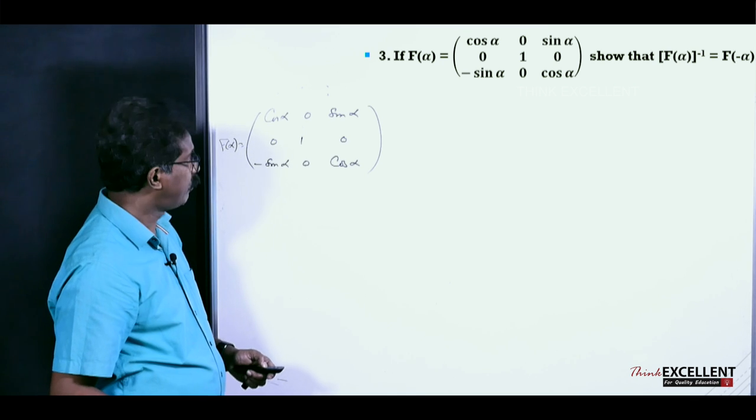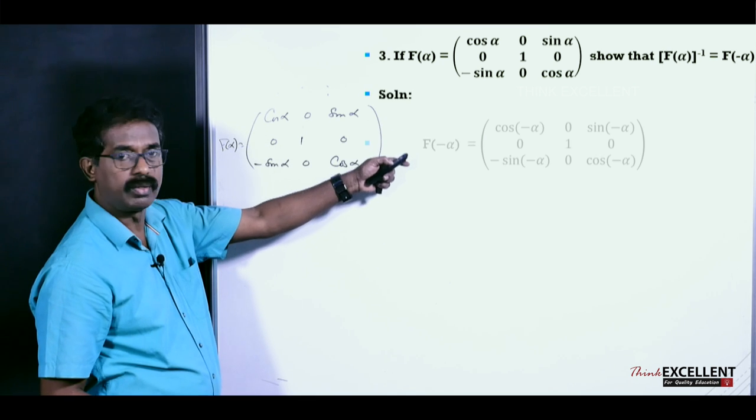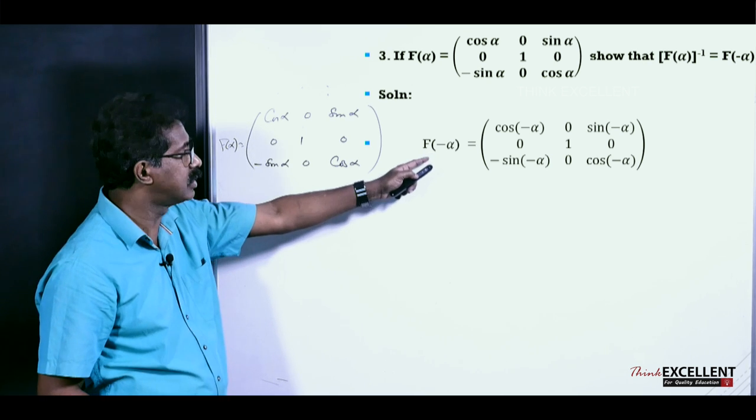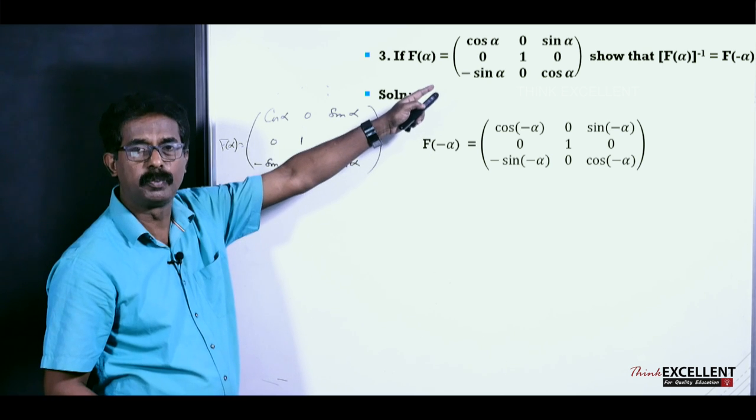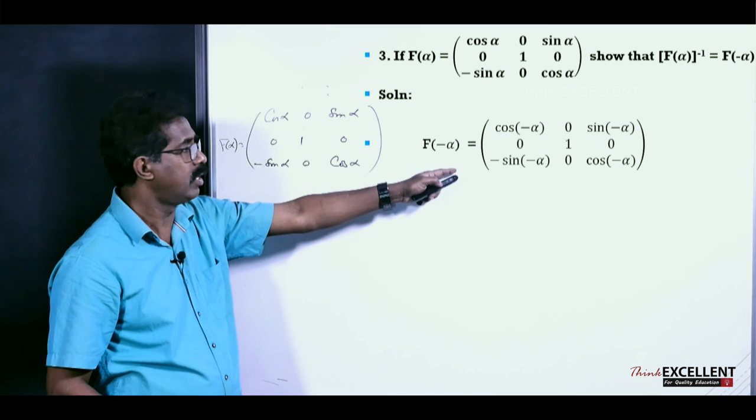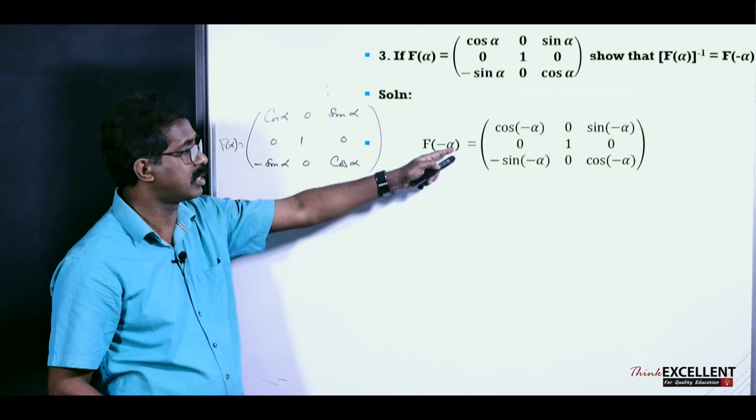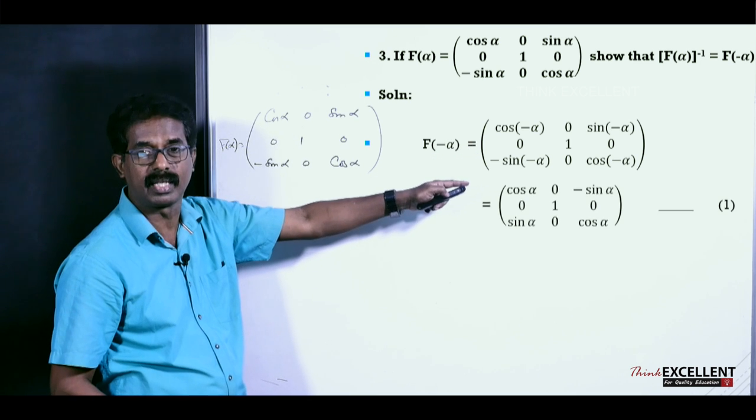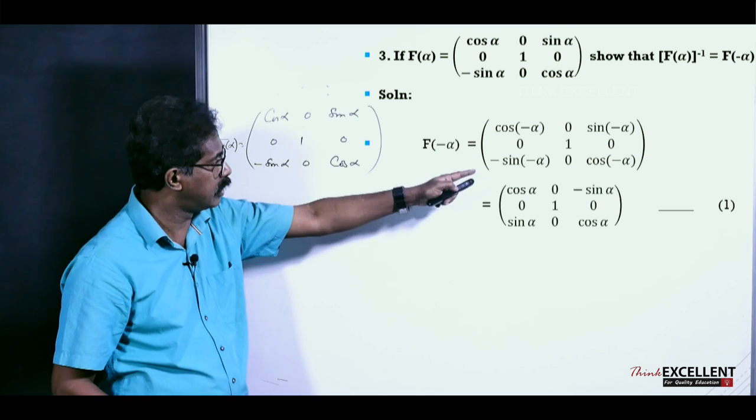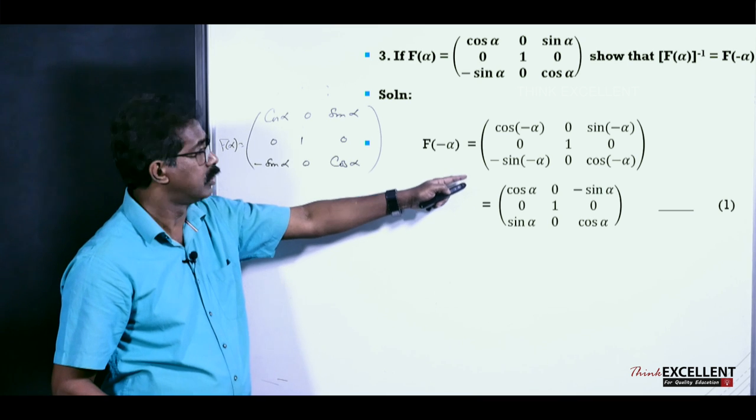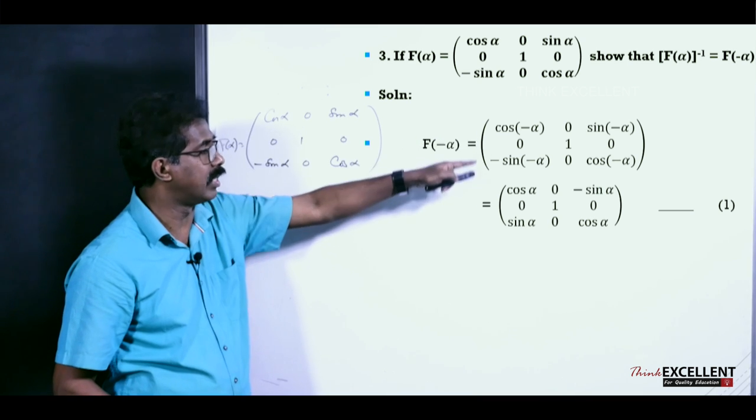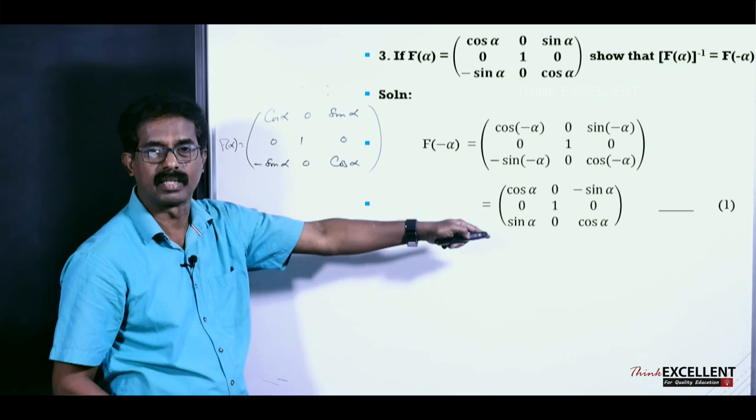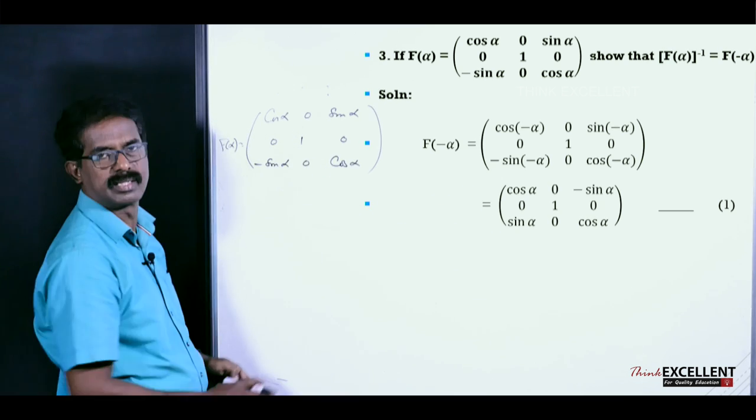So here F of alpha is given, right? First you find F of minus alpha. As I said earlier, wherever alpha comes, you put minus alpha. Simplify the first one: cos minus alpha is cos alpha. Sine minus alpha is minus sine alpha, right? Then second row, no change. Third row, minus sine minus alpha becomes sine alpha, already explained, right? The last one, cos minus alpha is cos alpha. So this is the answer for RHS.